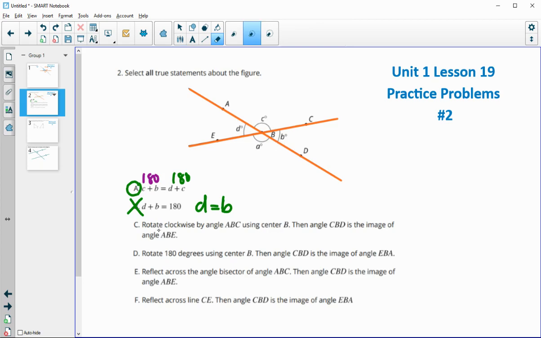All right, then this next one asks us to rotate clockwise. So I'm going to get these points on here. This one is A, oops, C, D, and E. Let me get those written on here so we can see where they land.